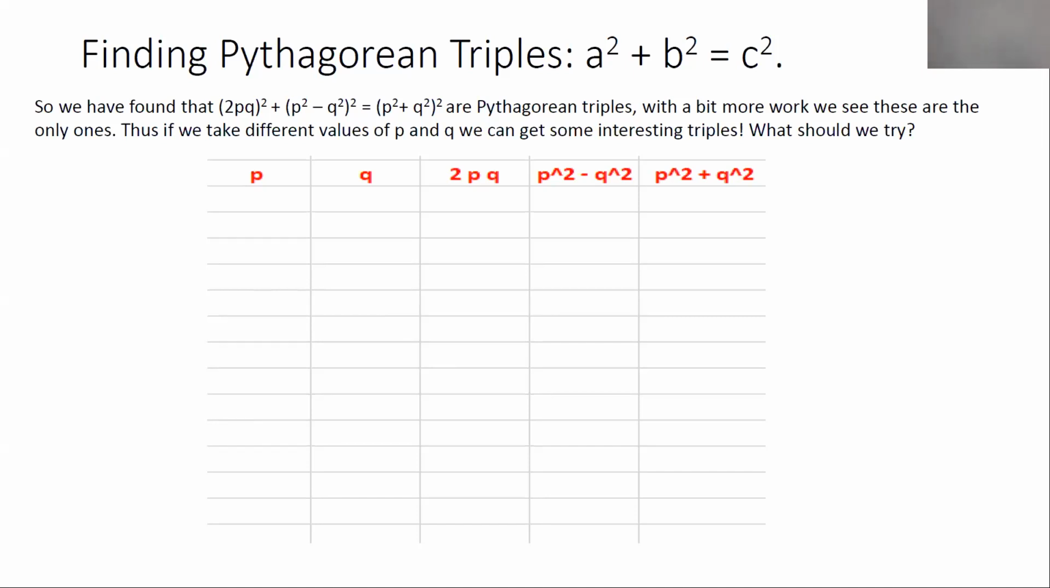So what is 2 times p times q going to be? 2 times 2 times 1 is 4. What's 2 squared? And what's 1 squared? So 4 minus 1 is 3. So p squared minus q squared is 3. What's p squared plus q squared? 4 plus 1 is 5. We just found the triple 3, 4, 5.